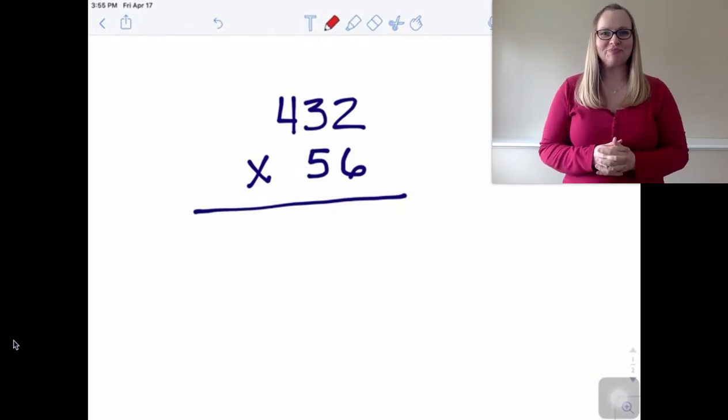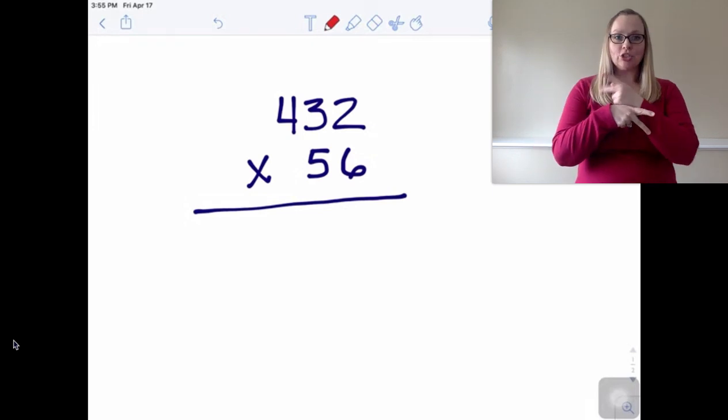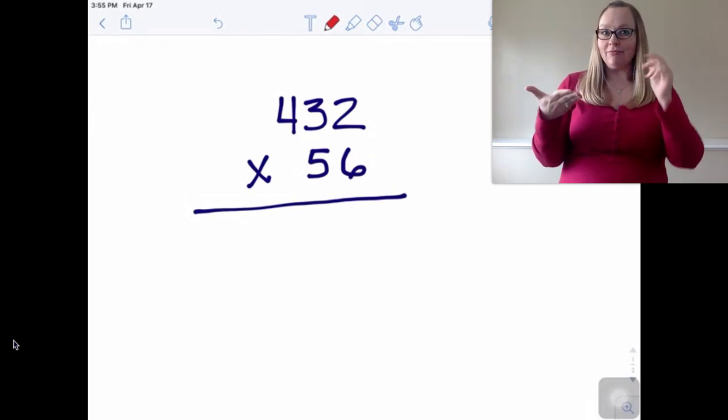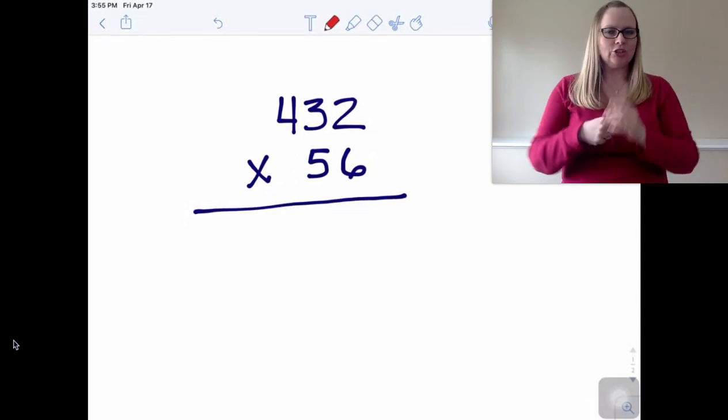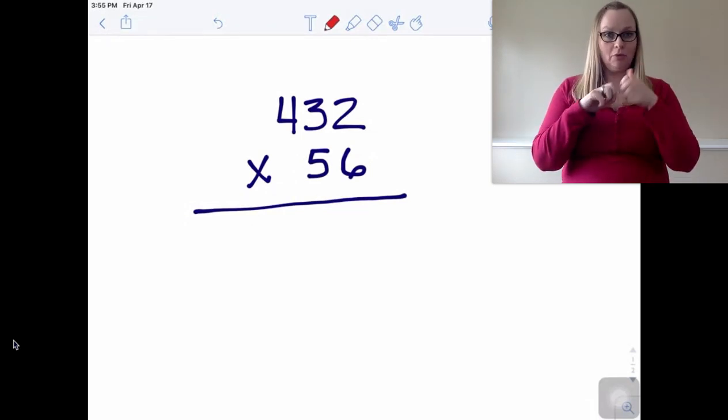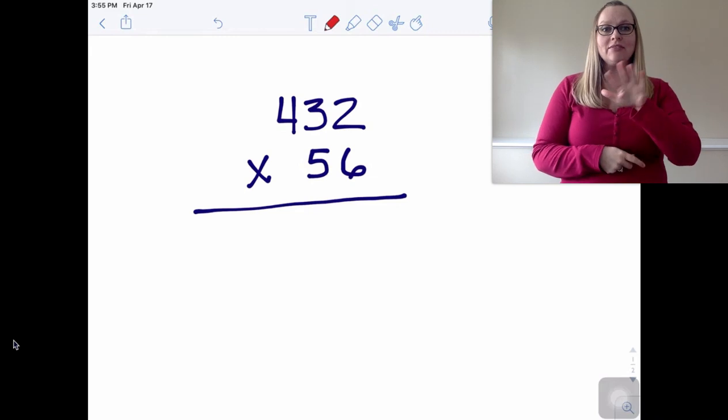So again, we're doing multiplication. We're going to be adding some new stuff starting tomorrow. But I wanted one more day to focus on multiplication. So your first problem is 432 times 56.